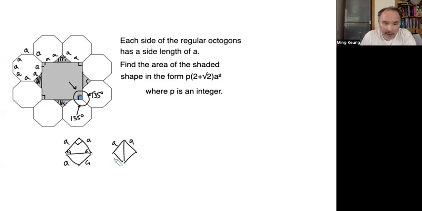I have A by A, which means that these 4 triangles, in terms of area, become A squared plus A squared.